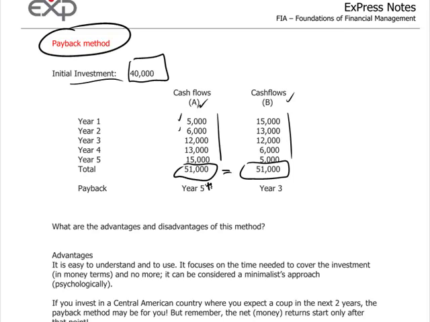In fact, let's just call this the 5th year. One can calculate in precise number of months. In case B, the cash flows come quicker, and therefore we can see that after 3 years, the full amount is recovered.